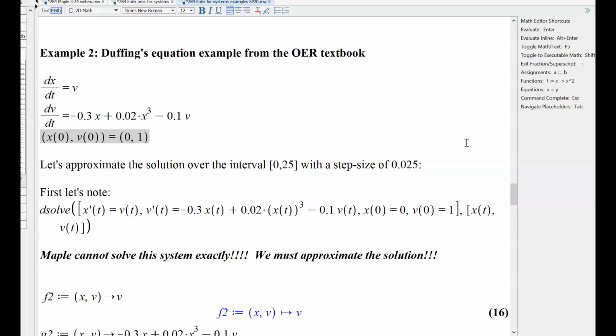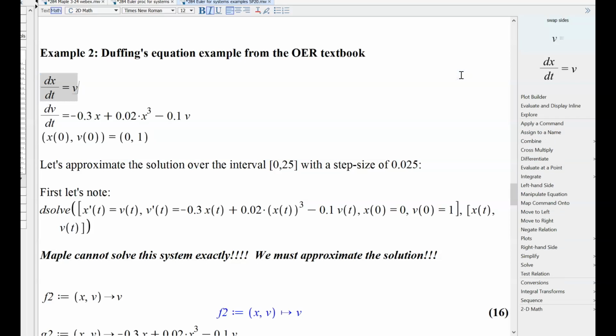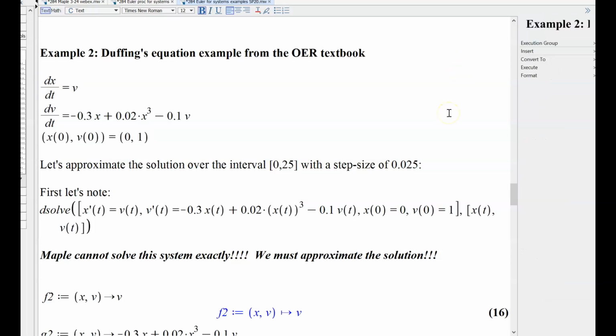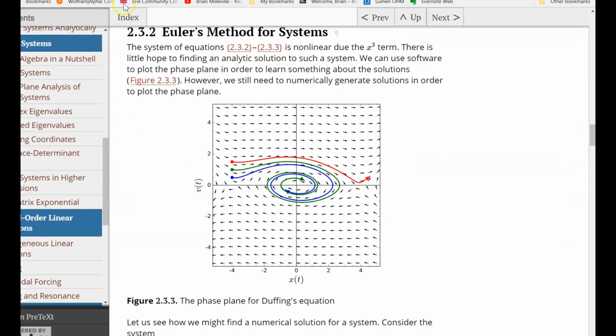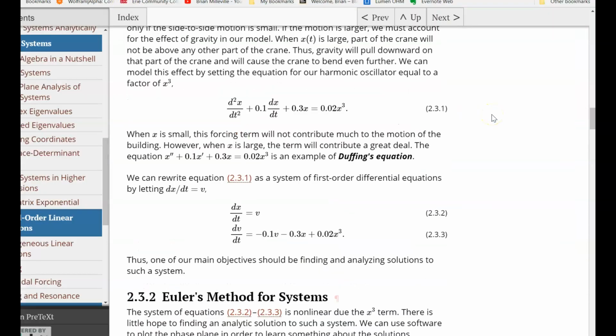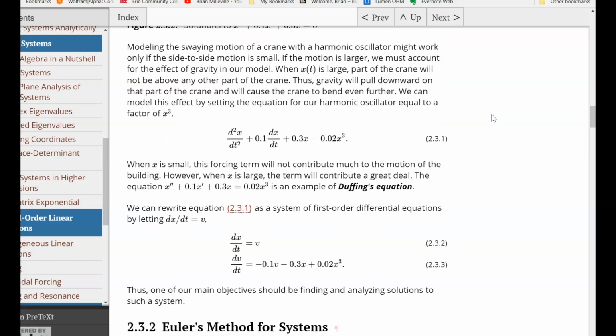In this last video, we'll go through this example on Duffing's equation, which is taken from our OER textbook. Let's just look through that briefly here. Again, this is a harmonic oscillator which adds on another forcing term.